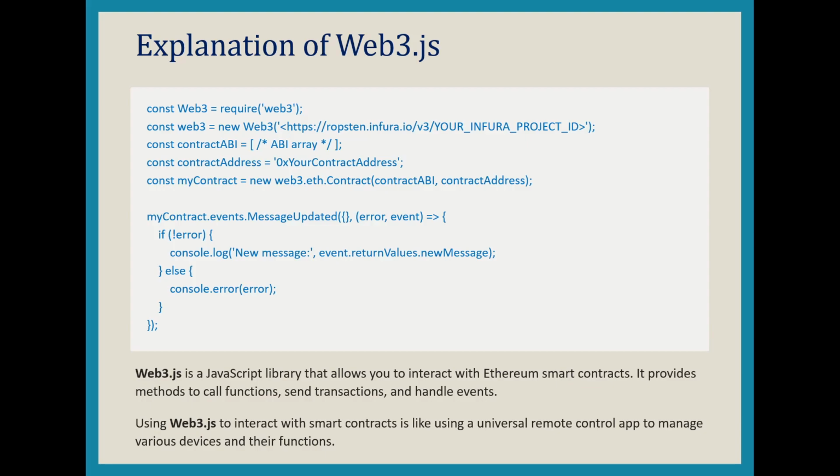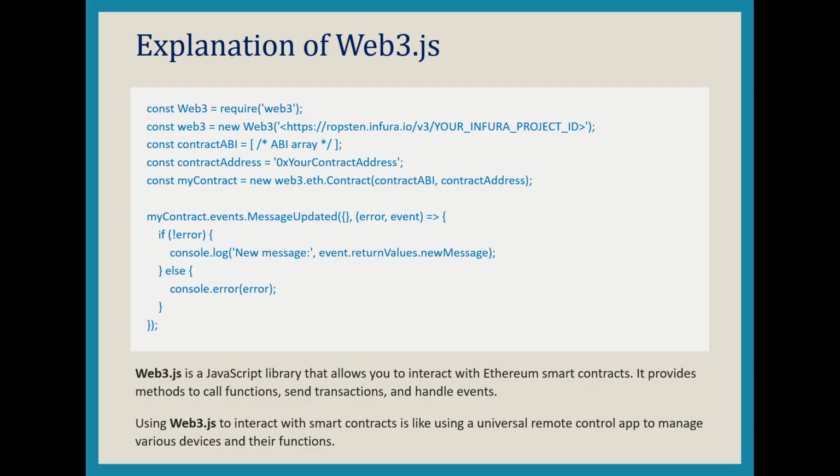Then, if (!error), that is, if there is no error, then this, and else this. So this checks if there is an error. If not, it proceeds to handle the event. Then finally you have console.log new message, event.returnValues.newMessage. This logs the new message to the console. Right?